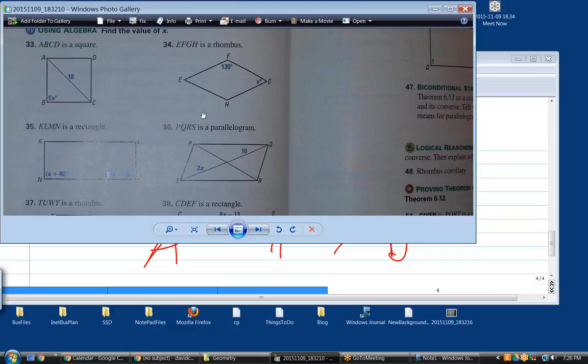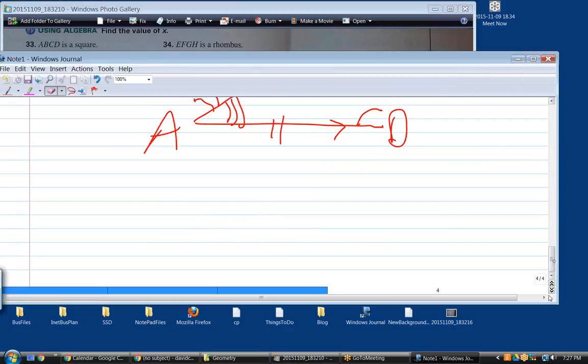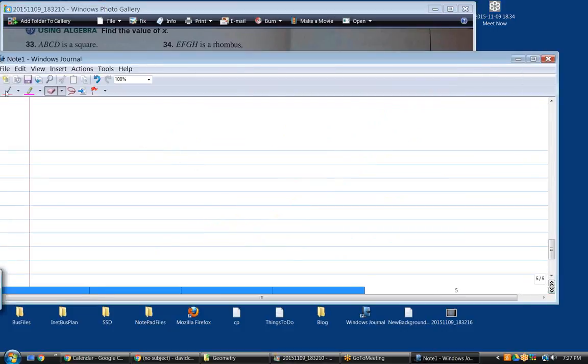So would you set 130, or would you just do 360 minus 130 divided by 3? No. Rhombuses, opposite angles. Remember, rhombuses are parallelograms. Always. It's just the parallelograms that have 4 equal sides. Well, let's talk about parallelograms. Just in general, what are the properties of a parallelogram?